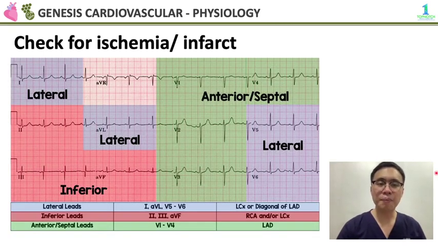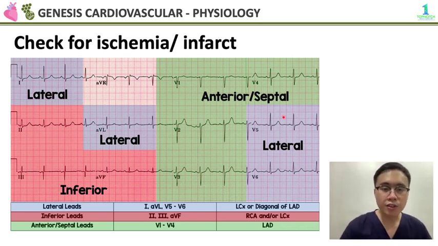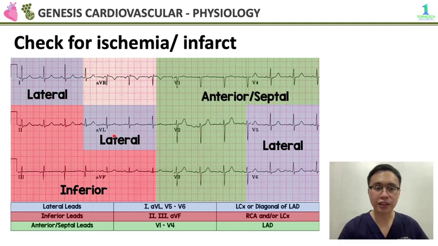So this is actually a more visual representation of the contiguous leads that I was telling you about. So for example, again, V1, V2, this is septal. If we include V1 all the way to V4, it could be an anteroseptal ischemia or infarct. If it's V5, V6, this is lateral, this side. If it's 1 and AVL, that's high lateral. 2, 3, AVF, you have inferior. Okay?